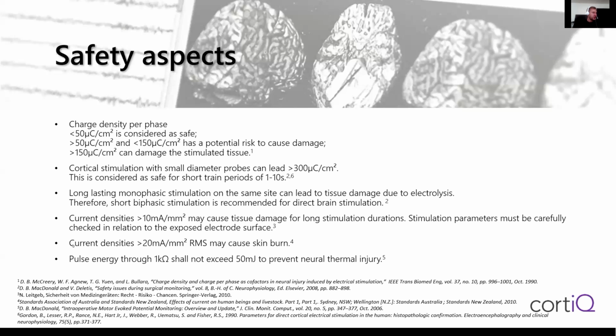There are other safety aspects, more related to thermal injury and skin burn, which we usually don't experience with brain stimulation devices. If we are capping at 50 milliamperes, we will usually not reach the 10 milliamperes per square millimeter or 20 milliamperes per square millimeter RMS. This would only be the case for very, very tiny electrodes, but usually there the impedance is so high that we cannot go with the stimulation voltage far enough to cause damage.